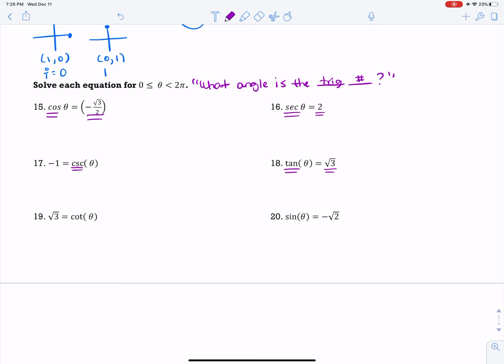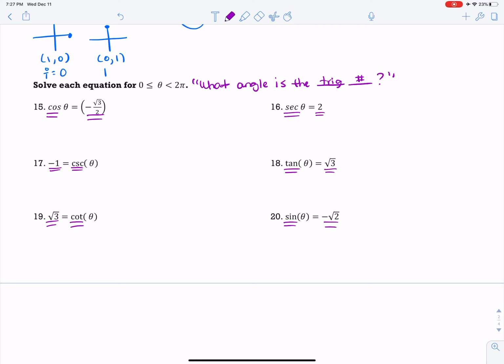What angle is the cosecant -1? What angle is the cotangent square root of 3? And what angle is the sine negative square root of 2? So you're asking yourself, what angle is that trig function, that number? And so when you do this, you need to think of the coordinates. And it needs to be something that's on the actual circle. So sine and cosine, those are the two coordinates that are on the circle. If you're dealing with a tangent, you need to think of it in terms of sine and cosine. If you're dealing with secant, cosecant, think of it in terms of cosine and sine.